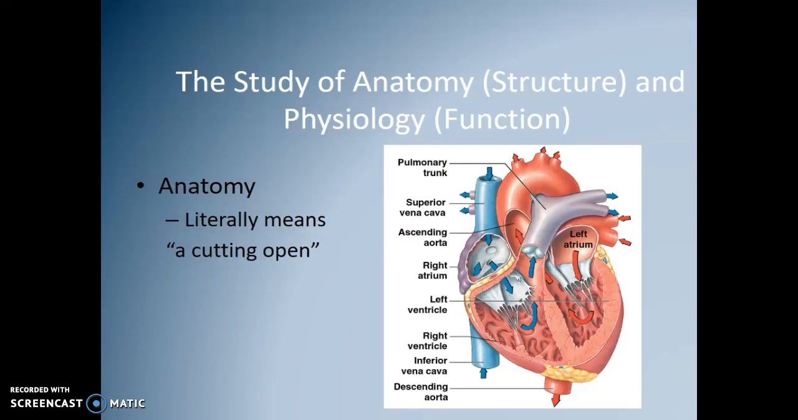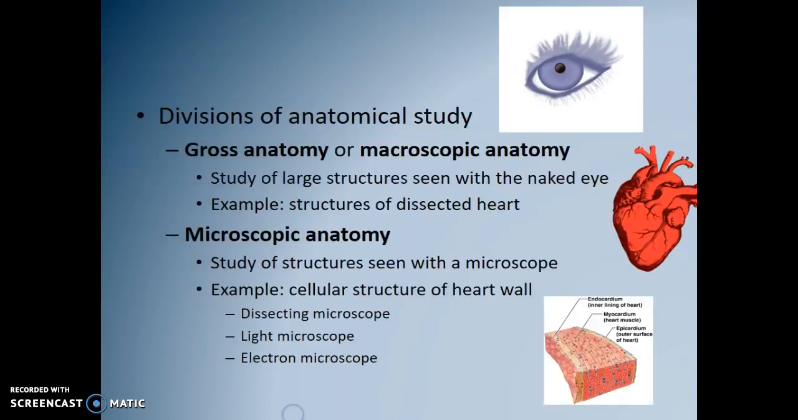So we begin with anatomy and physiology. The definitions. Anatomy means cutting open, but anatomy is the study of structure. So you can see the heart here. Once you open up the heart, you can see all the internal structures. Now, gross anatomy is also called macroscopic anatomy, and it's the study of structures you can see with the naked eye, such as the heart.